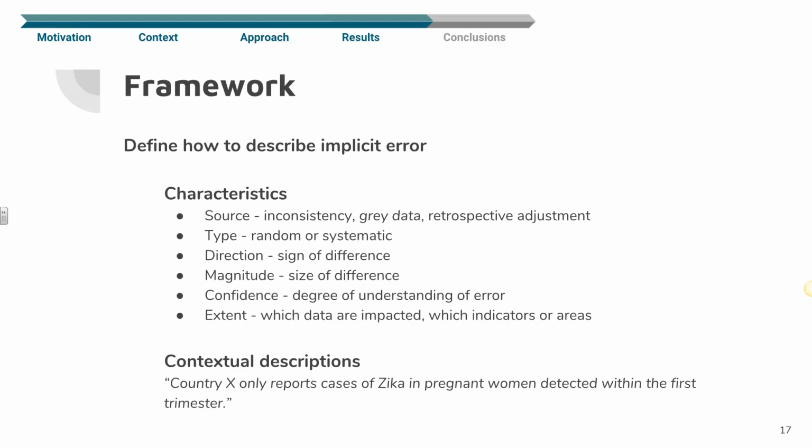So here we're getting into their results. They provided a definition of implicit error and listed all the things that we need to define about that error in order to start to kind of quantify it. So we have all of these characteristics about the type of error, the direction. So is the error causing over-reporting or under-reporting? How big is the error? How confident are you? But then also they said it was important to have a contextual description, just to give people the full story of what's going on.